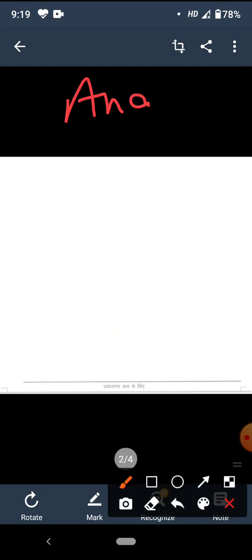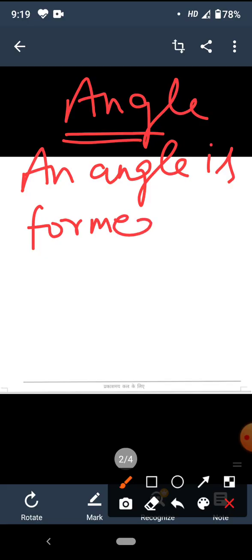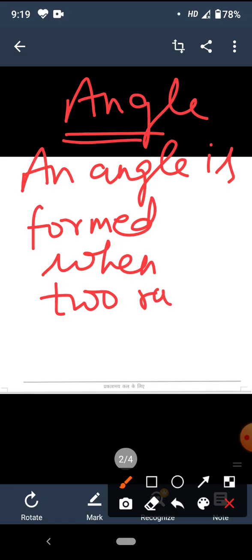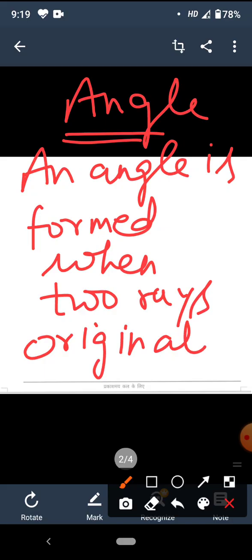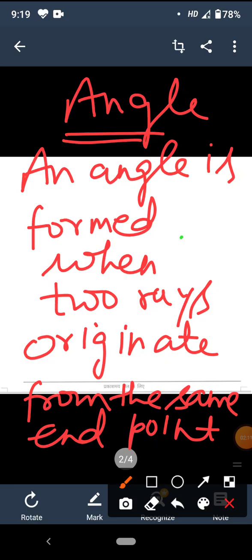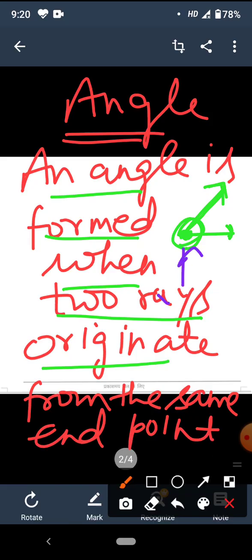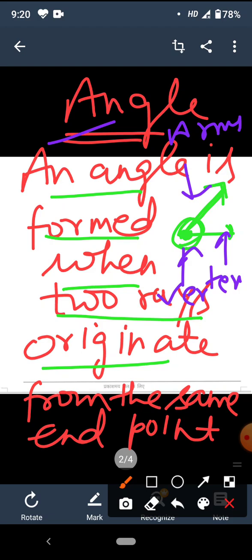Now the next thing is to understand angle. What is an angle? An angle is formed when two rays originate from the same end point. Let us draw. Suppose I am taking this end point and these are the two rays. Here there are two rays originating from the same end point. This end point is known as the vertex, and these two rays are known as arms. So an angle is formed when two rays originate from the same end point. The rays making an angle are called the arms, and the end point is called the vertex.